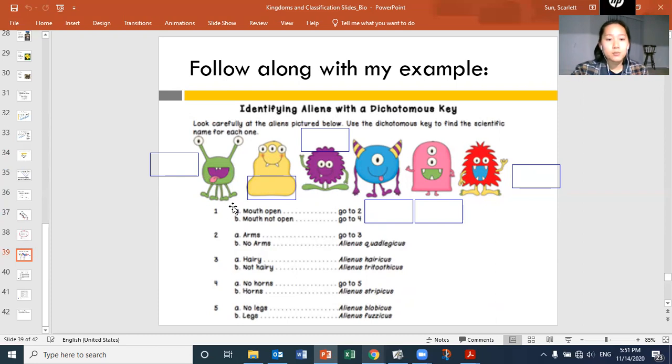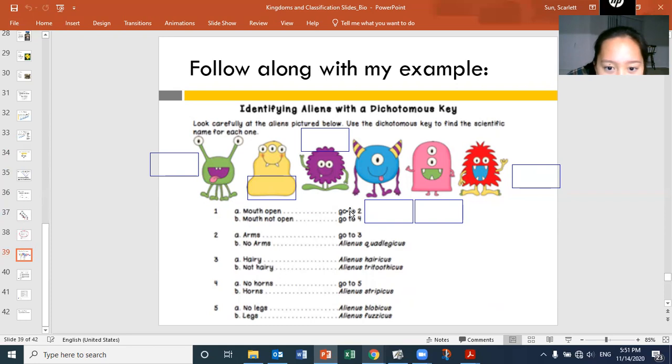Okay. So step one, is the mouth open or is the mouth not open? So we're looking at this little green boy over here, and we see that the mouth is open, and it says to go to 2. So we're going to go to step 2. Does this little green boy have arms or does it have no arms? And I don't know about you, but I don't see any arms. So it says go to step 3. In step 3, it's going to ask, is it hairy or not hairy? And he looks pretty smooth and not hairy to me.